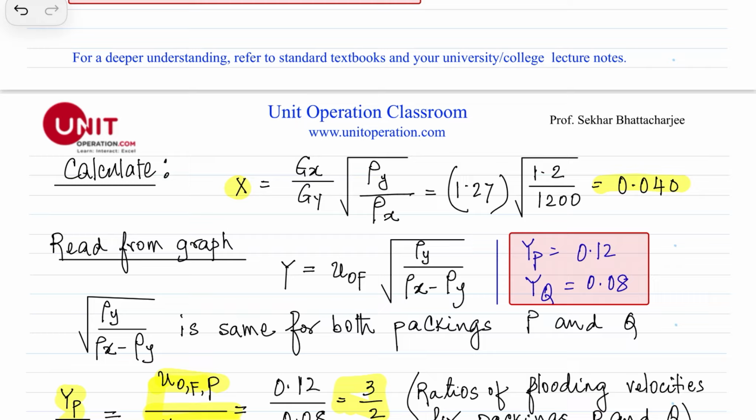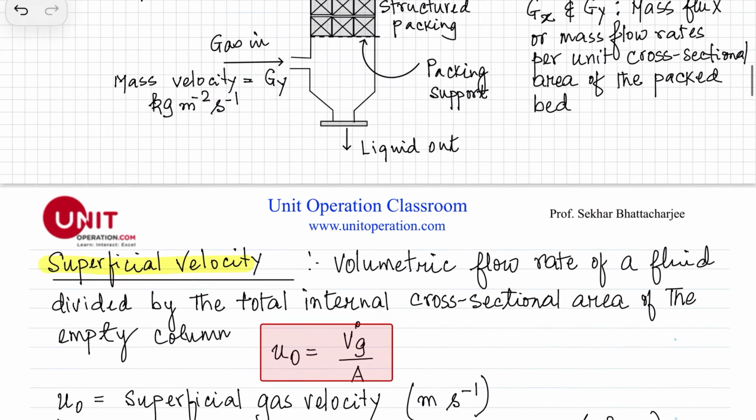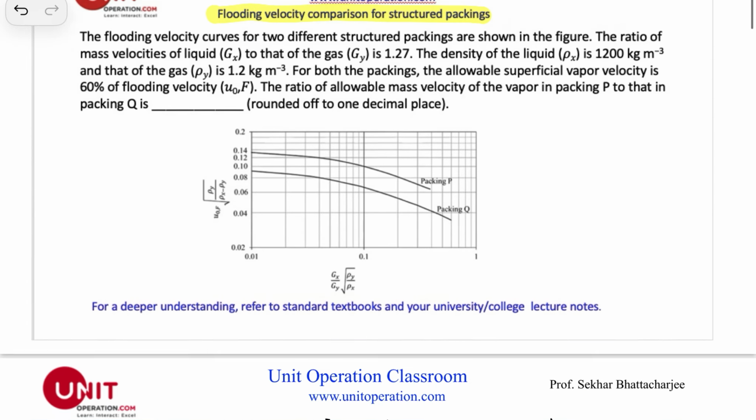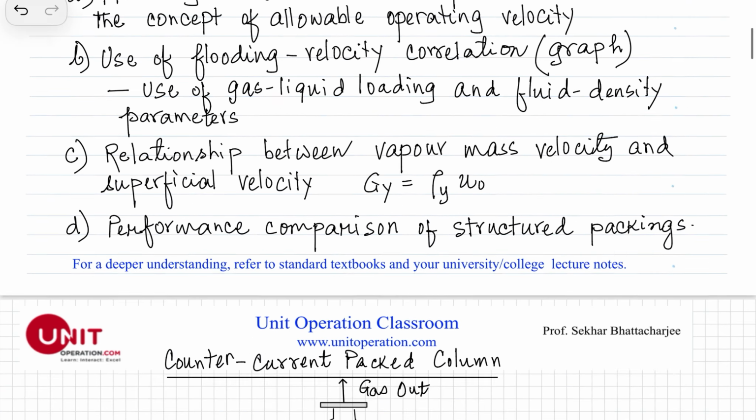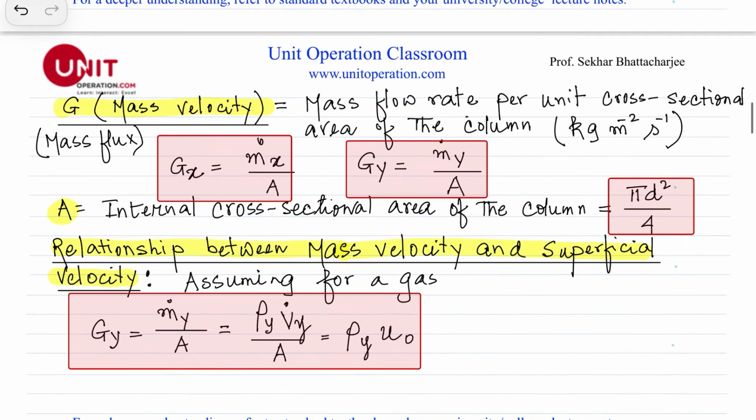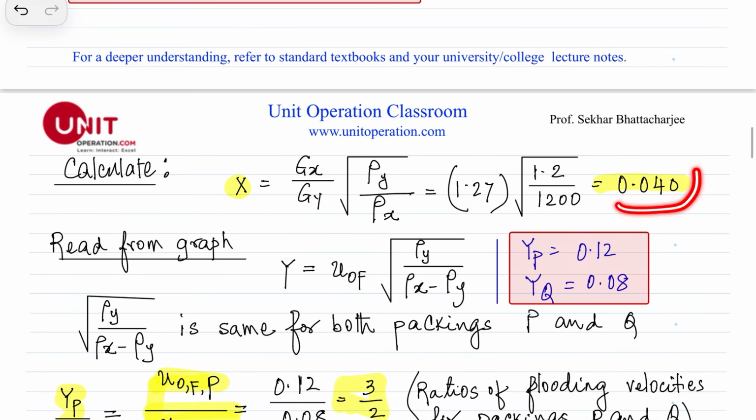We calculate the x here, which is of course given. So this is my x here. We calculate this one, so values of gx and gy, rho y and rho x, etc., are given. So calculating the value of x is very straightforward. This comes out equal to 0.040.